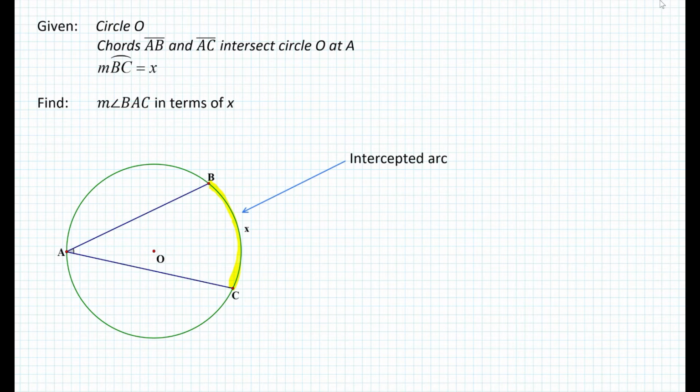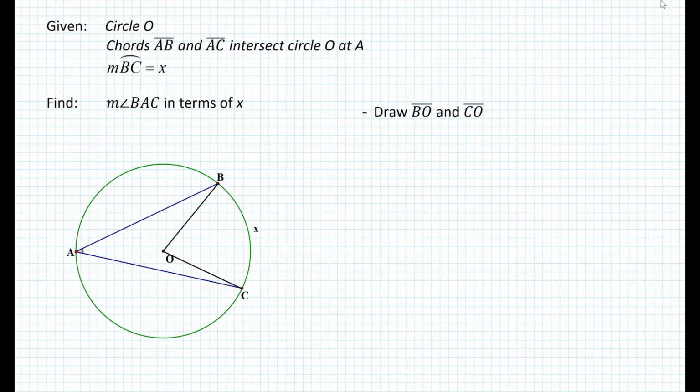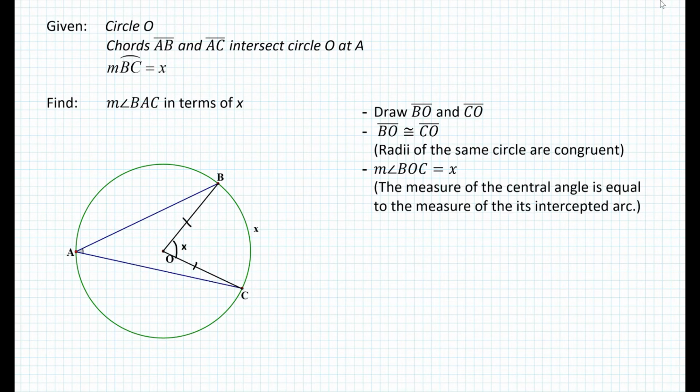So let's draw some auxiliary lines here. So first, let's draw segment BO and segment CO. So what can we say about these 2 segments? Well, here we know that those two segments must be congruent because those are radii of the same circle. Well, then we know that the measure of angle BOC is also equal to x because the measure of the central angle is equal to the measure of its intercepted arc.